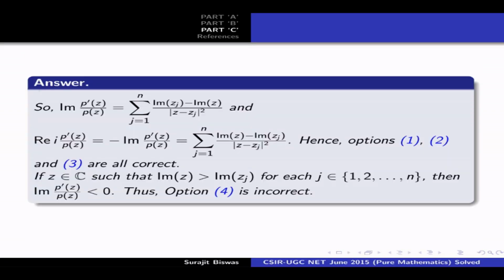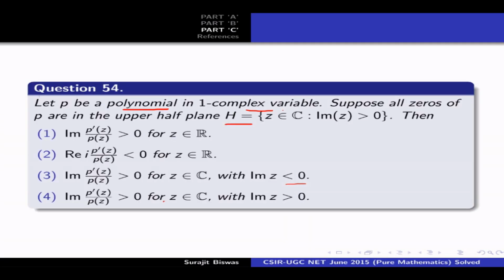Hence imaginary part of P dash Z divided by PZ is of this form, and real part of i times P dash Z divided by PZ equal to minus imaginary part of P dash Z divided by PZ, equal to sum over j equal to 1 to n of imaginary Z minus imaginary Zj divided by mod Z minus Zj square. And from here we can see that options 1, 2 and 3 are all correct. These things will be correct.